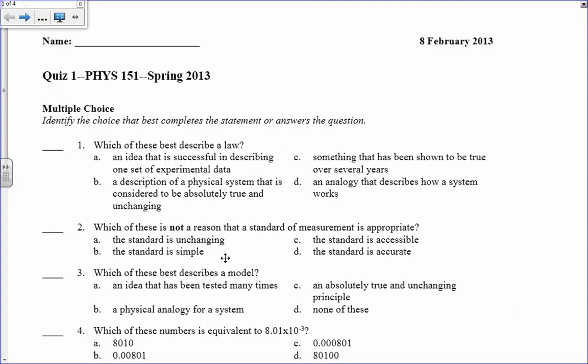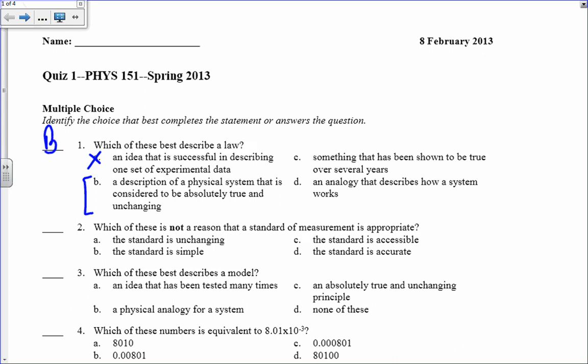All right, this is quiz 1 for physics 151. Which of these best describes a law? It's an idea that is successful in describing one set of experimental data. All right, that's not true. A description of a physical system is considered to be absolutely true and unchanging. All right, that is the answer.